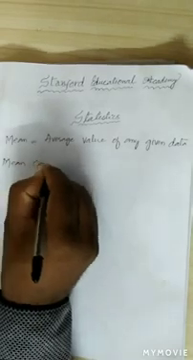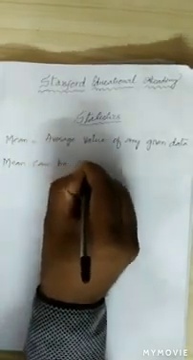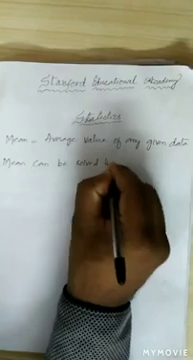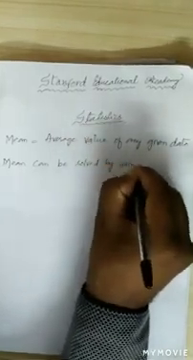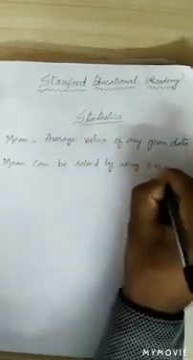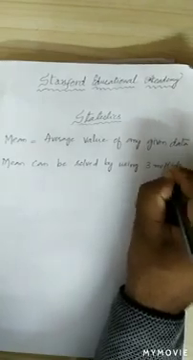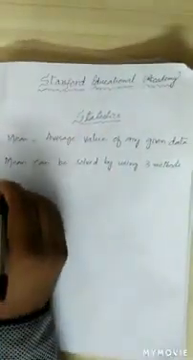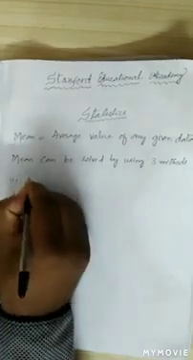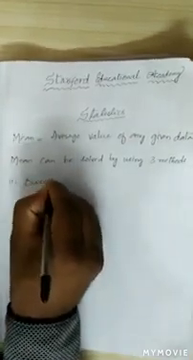Here I'm going to tell you how we can solve the mean. The mean can be solved by using three methods, and I'm going to discuss these three methods now. The first method is called the direct method. This is the direct method to find the mean.